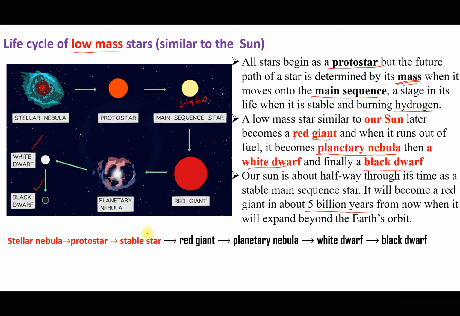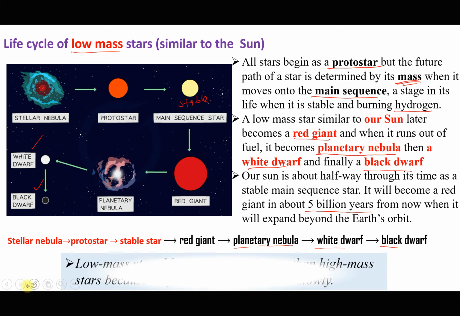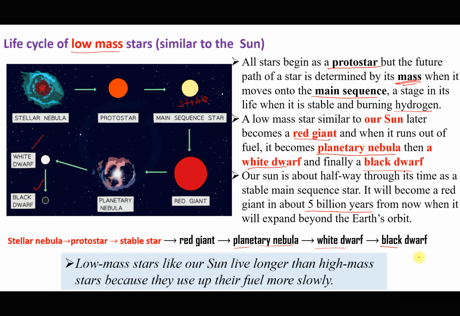Because this is a low mass star, it becomes a red giant, which when it runs out of fuel becomes a planetary nebula, which later on becomes a white dwarf and then a black dwarf. By the way, before I forget, low mass stars like our Sun live longer than high mass stars because they use up their fuel very, very slowly, compared to very massive stars which rapidly use up their fuel.